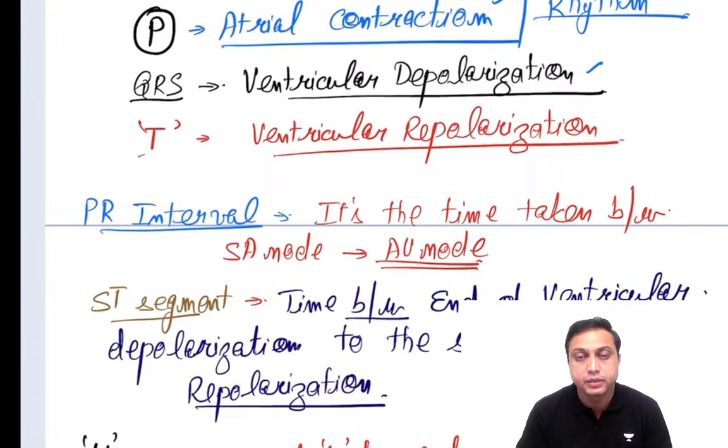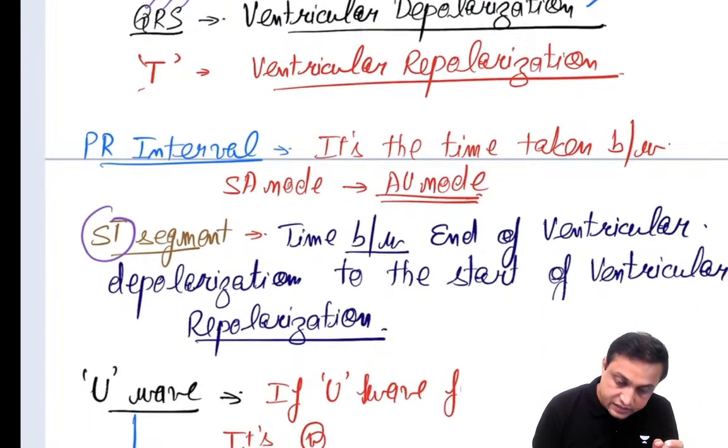Once the electrical impulse has reached the AV node, then my dear friend, after that, the QRS will get formed, right? Initially, the Q will get formed in the starting phase of the ventricular depolarization. In the mid-phase R is getting formed, and in the last phase of the ventricular depolarization, S is being formed. So QRS means what, beta? Means ventricular depolarization.